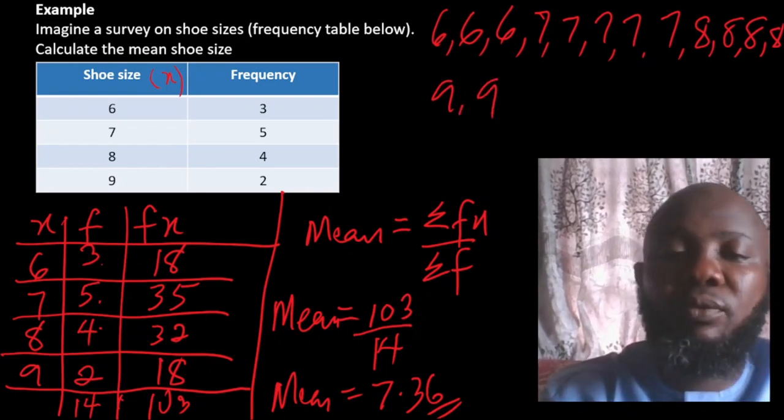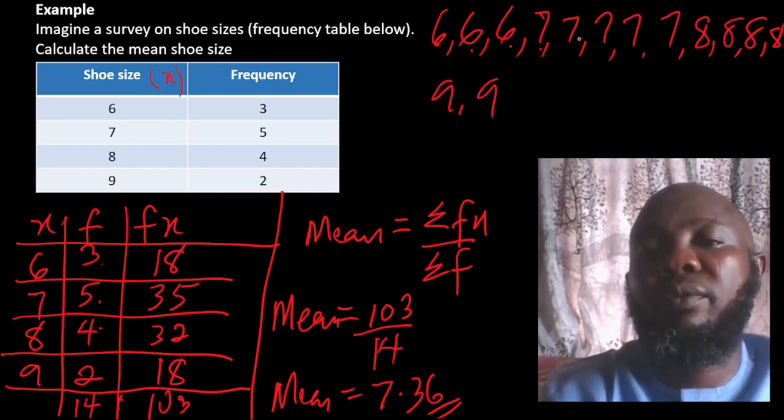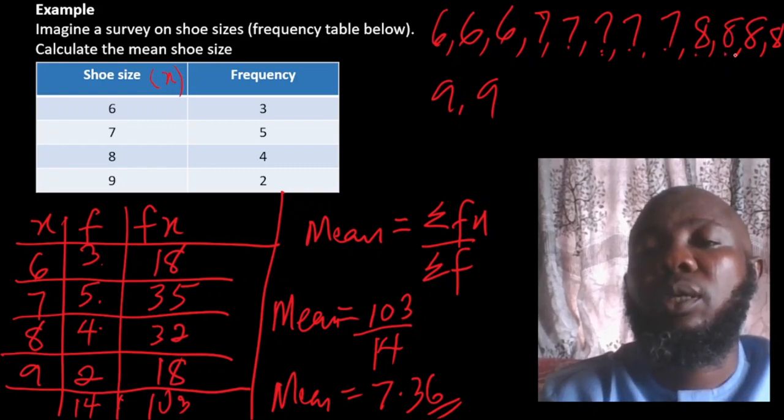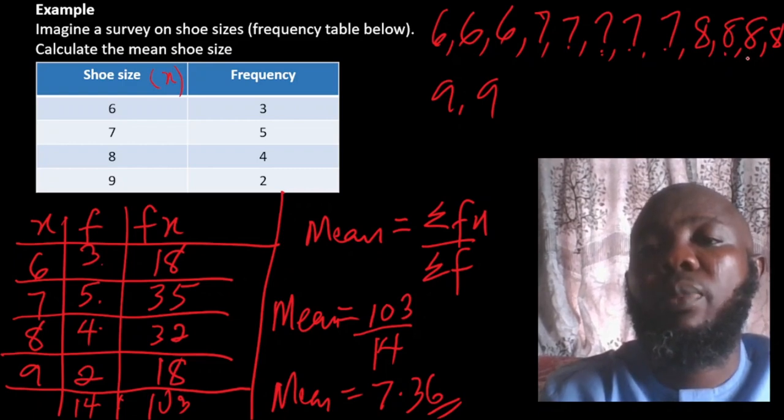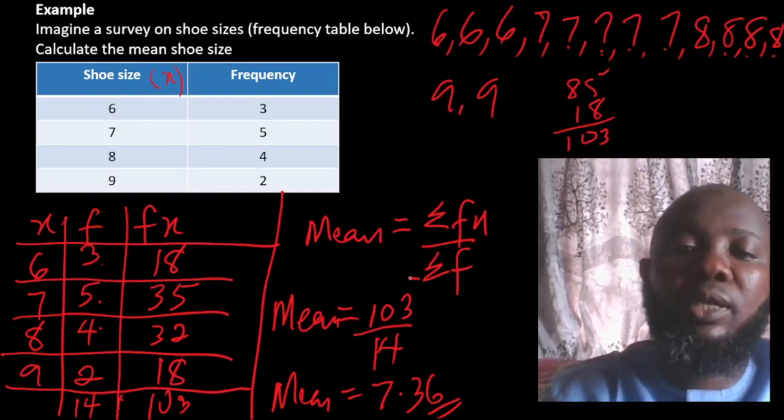We add everything together. 6 plus 6 is 12, plus 6 is 18, 18 plus 7 is 25, 25 plus 7 is 32, 32 plus 7 is 39, 39 plus 7 is 46, 46 plus 7 is 53, 53 plus 8 is 61, 61 plus 8 is 69, 69 plus 8 is 77, 77 plus 8 is 85, 85 plus 18 is 103. You can see that's what we got here.